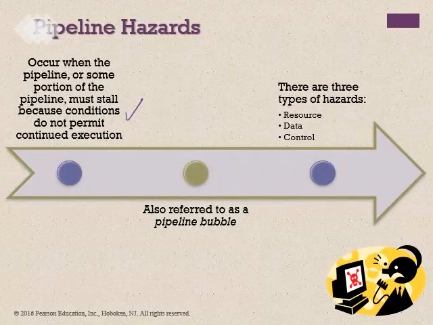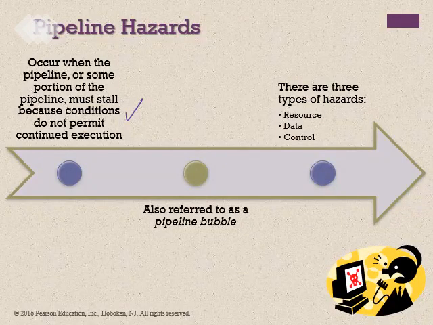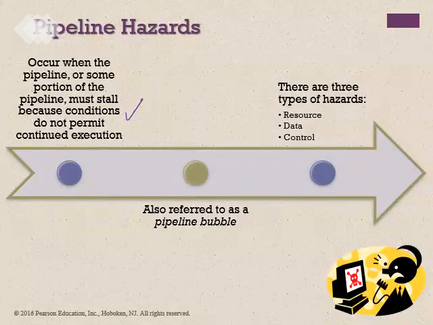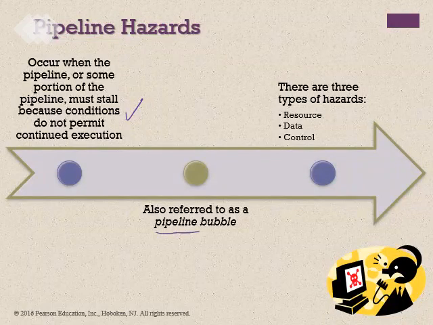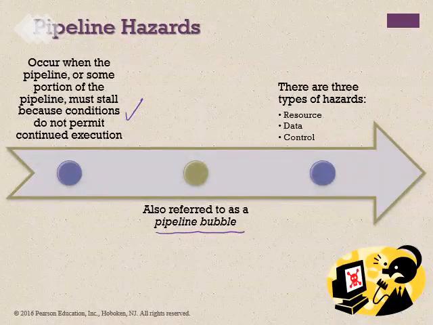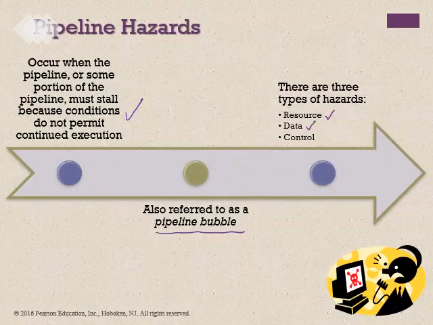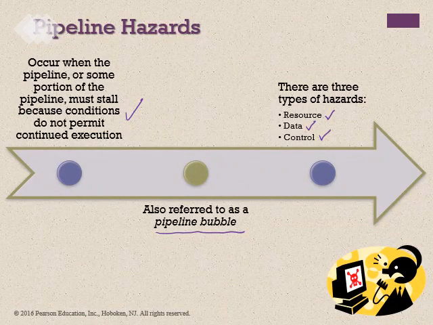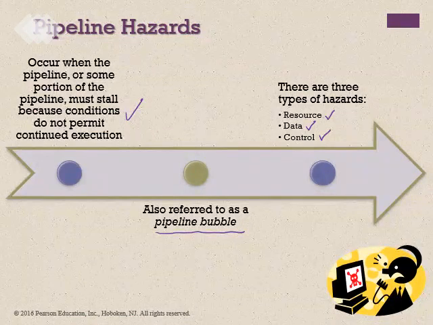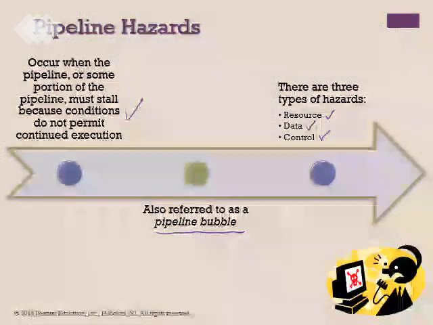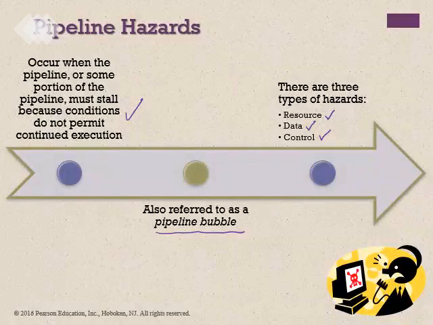A pipeline hazard occurs when the pipeline or some portion of the pipeline must stall because conditions do not permit continued execution. Such a pipeline stall is also referred to as a pipeline bubble. There are 3 types of hazard: resource hazard, data hazard, and control hazard. In the next slides, we'll show you in more detail each of these hazards.